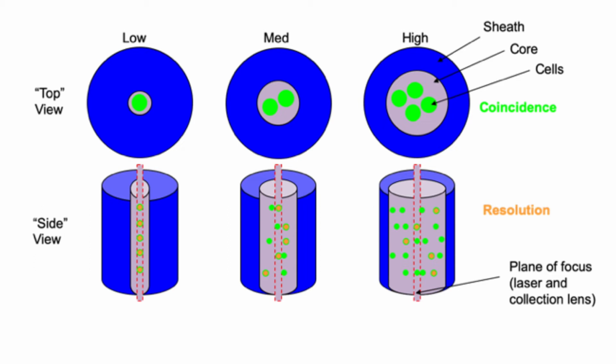If we then switch to look at the plane of focus, you'll see that at low speed, all the cells are in that core central plane of focus. And as our speed increases, more cells are detected outside of this plane of focus, which will affect your resolution. So now that you understand the purpose of your fluidic system, here are some tips so that you can optimize your fluidics during your experimental runs.